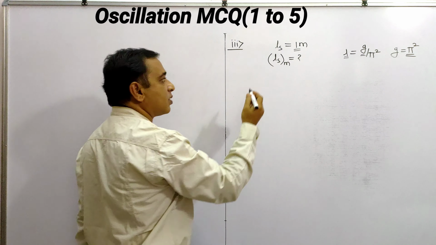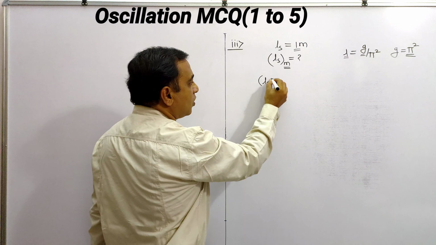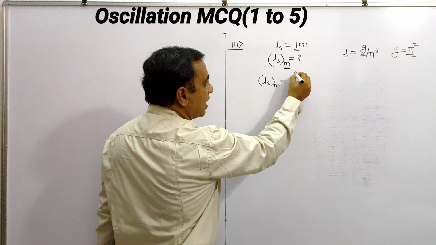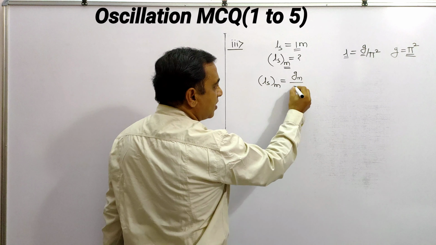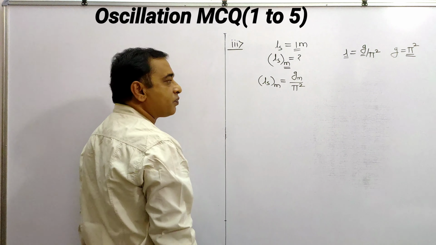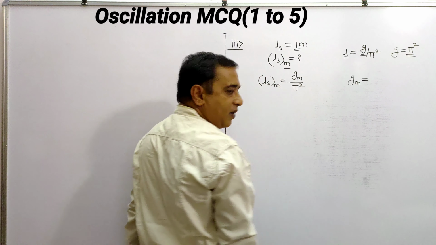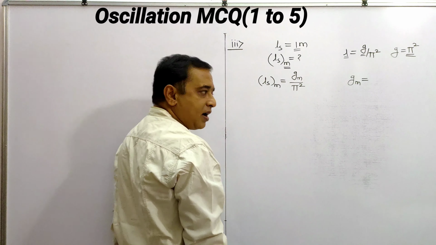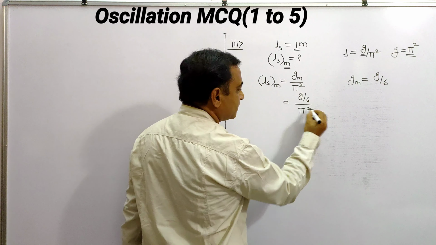Substituting this value in this equation, but before that, we need to calculate this. We know that the length of the seconds pendulum on the moon is equal to the acceleration due to gravity on the moon divided by pi square. This is the formula. But we know that the gravitational field acting is 1/6 of the gravity acting on the earth. So if we substitute this, I am going to get the value g by 6 upon pi square.